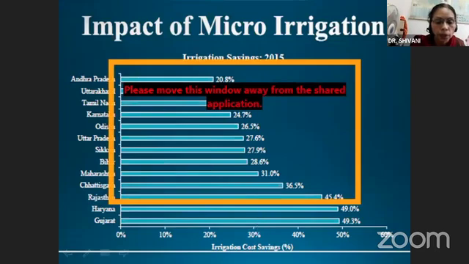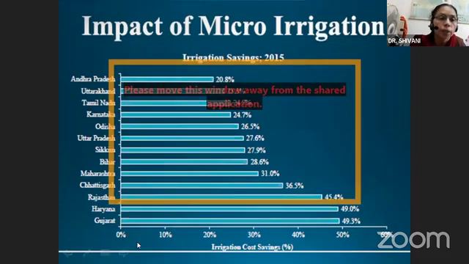This slide shows the saving of irrigation cost. Here also 49.3% of farmers in Gujarat and 49% farmers in Haryana are saving irrigation cost by using drip irrigation.